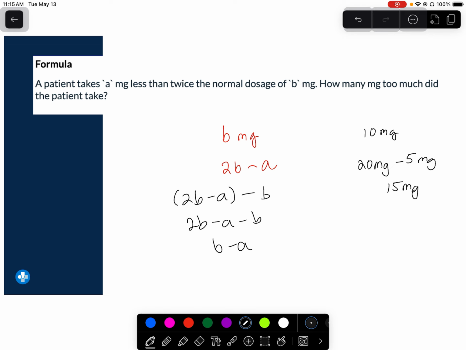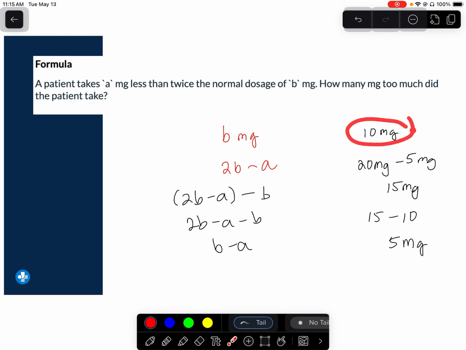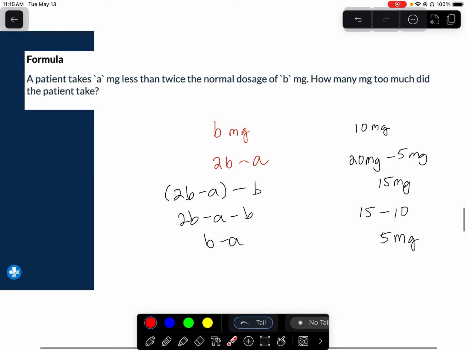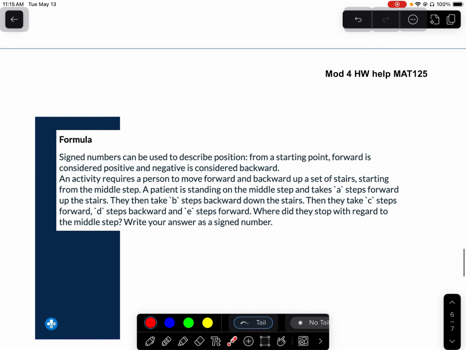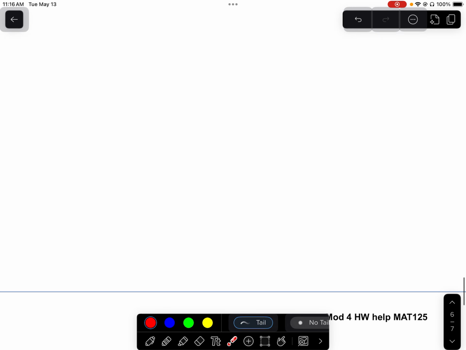Now let's go back to this number one to make sure our thinking is right. How much did they take? 15. How much should they have taken? 10. So they took 5 milligrams too much. So all of that should make sense. And then take a look. Is it B minus A? This was our B. This was our A. 10 minus 5 is indeed 5. So, okay. Throw some numbers in there sometimes. It'll sometimes help clarify that.